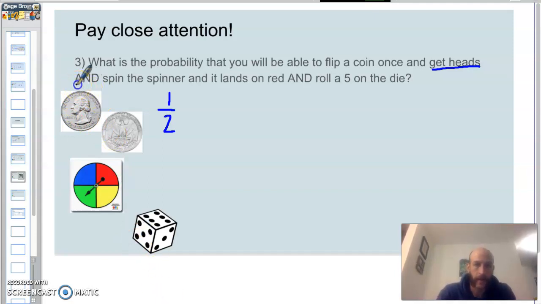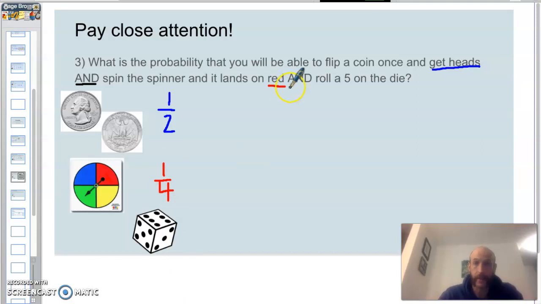Underline that. And spin the spinner and it lands on a red. So we're looking at the spinner now and saying, okay, what's the probability of getting a red? Well, there's 1 red section, right? And there are 4 total possible outcomes. So the probability of getting a red is 1 out of 4.